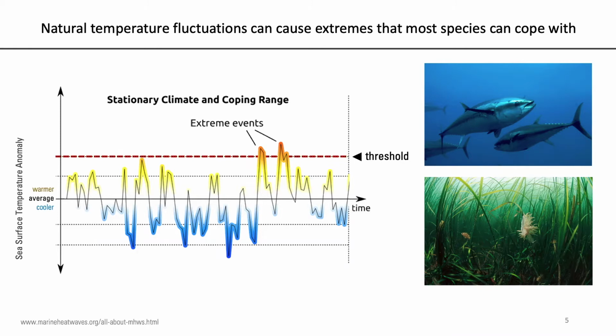And this range of variability is something that species have adapted to over time, and they're able to cope when there is an extreme event. Here we're defining extremes when the sea surface temperature anomaly exceeds some threshold that we define, usually over a 30-year period. So in a stationary climate, species can cope, meaning that if they're migratory, they can move to where there's more favorable conditions, or if they're sessile, like seagrass, they can slow their growth and put that energy into survival.